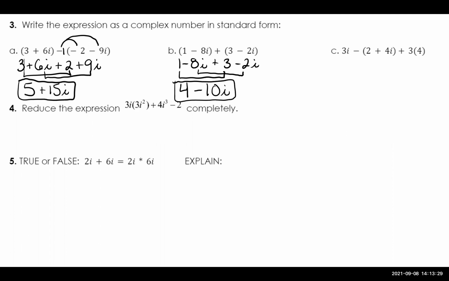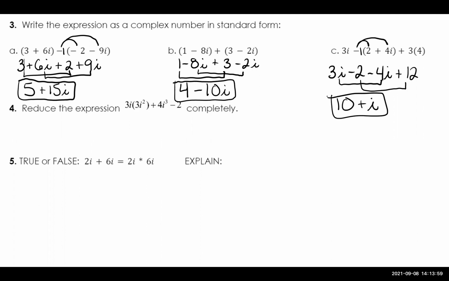Part C, we need to distribute this negative, which is really a -1. So we have 3i minus 2 minus 4i, and then 3 times 4 is just 12 from here. Combine like terms, we like to do our real numbers first. -2 plus 12 is 10. 3i minus 4i would be 1i, or you can just write I.